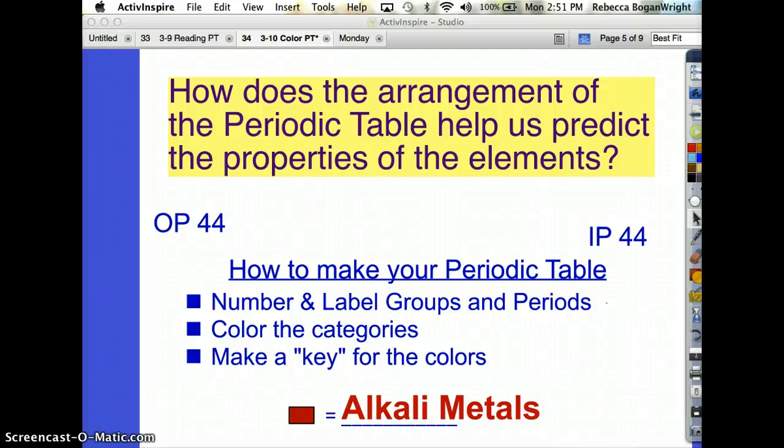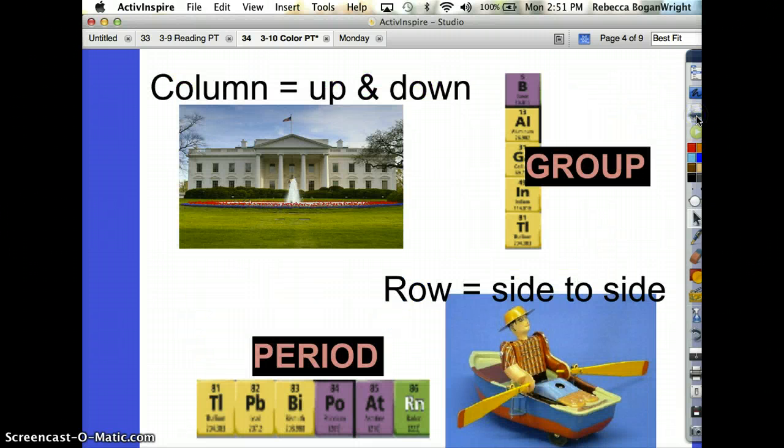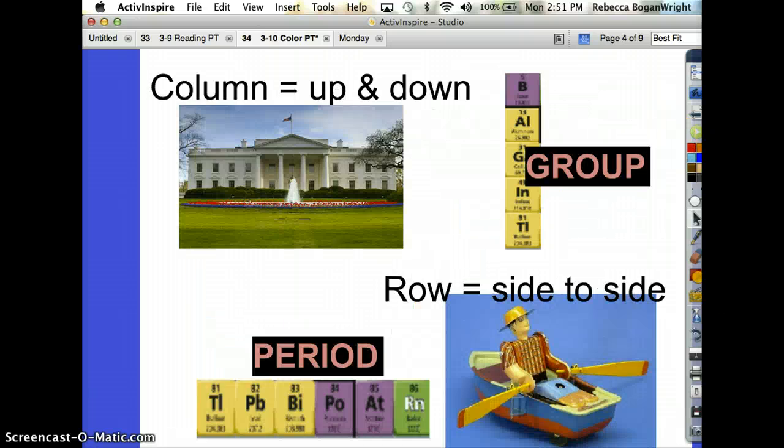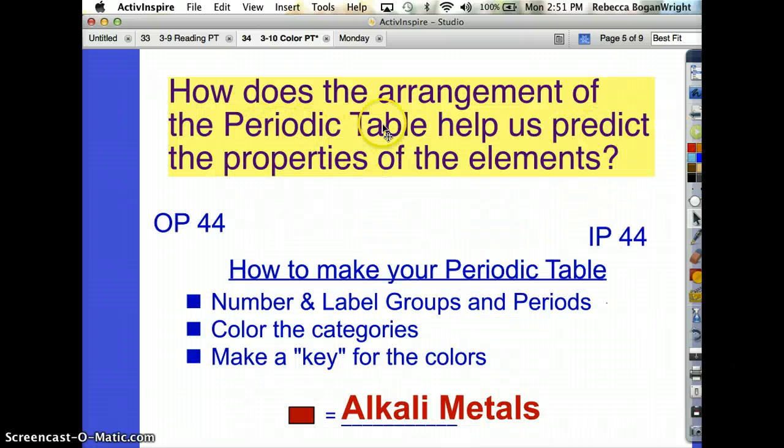Our essential question for the week is, how does the arrangement of the periodic table help us to predict the properties of the elements? We already talked about how a group on a periodic table is a vertical column up and down, and we already said in class that elements in a group share similar properties. So if we go back to our essential question, how does the arrangement of the periodic table help us to predict those properties of the elements? Another name for properties is characteristics.